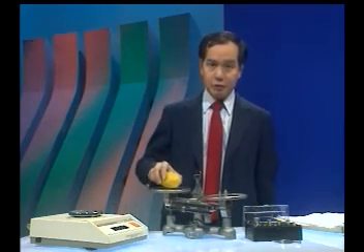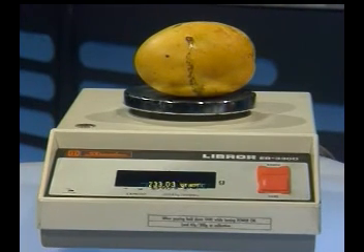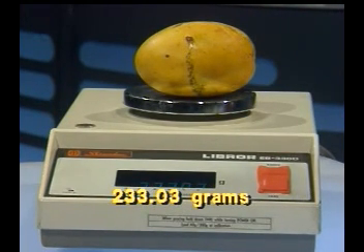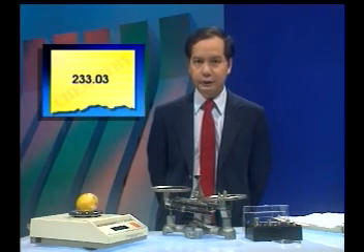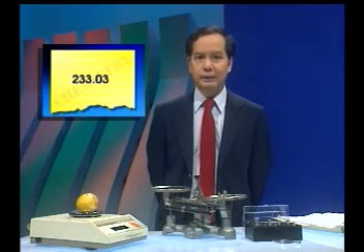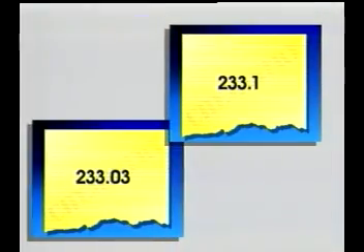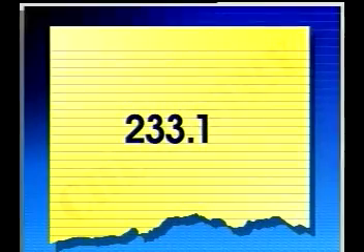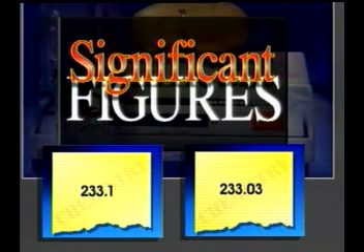If we measure this mango on the top loading balance, we get a mass of 233.03 grams. Here, we are sure of the first four figures, but not the last, which is 0.03 of a gram. If we compare these figures, we notice that while the first measurement has three certain figures and the last uncertain one, or a total of four significant figures, the second measurement has more significant figures because it has a total of 5 significant figures.